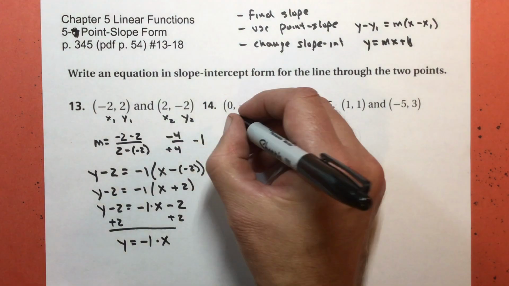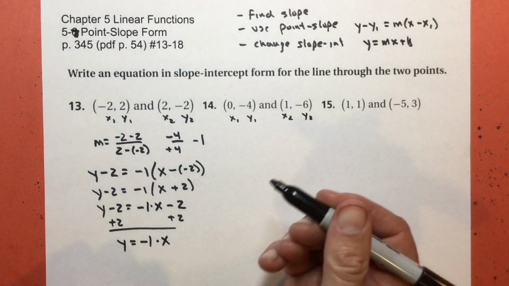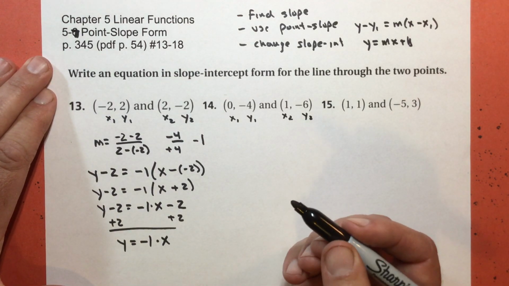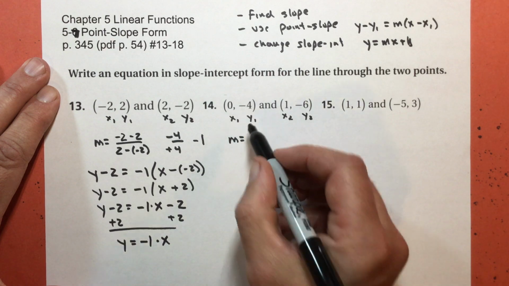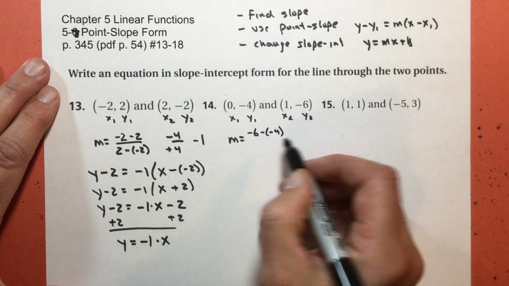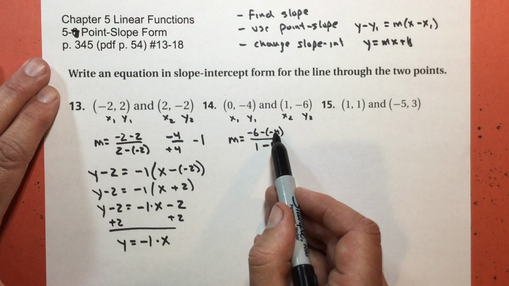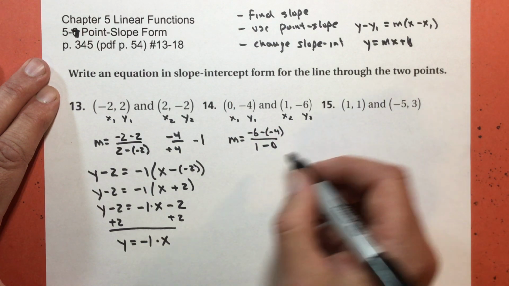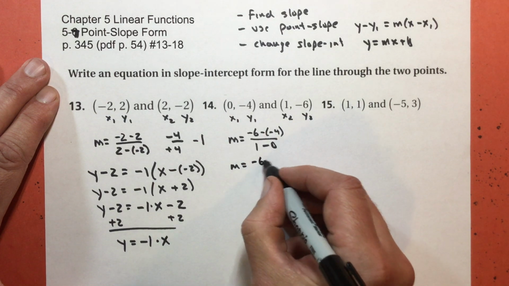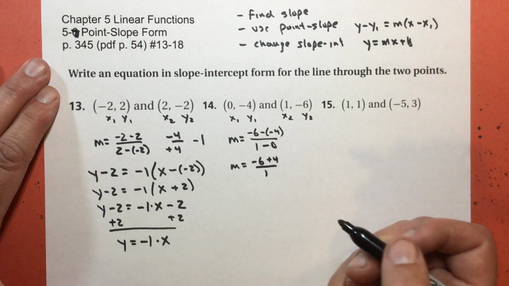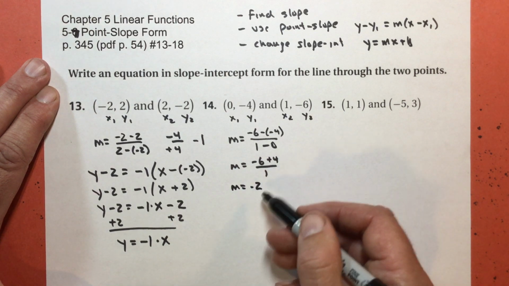Let's do problem number 14. This is my first x, this is my first y, this is my second x, this is my second y. I've been using my Sharpie so much that it's not sharp anymore. I may have to switch to a different Sharpie. My slope, -6 subtract -4 over 1 subtract 0. -6 subtract -4 becomes -6 plus 4, and I was worried about fitting all these in. And 1 minus 0 is just 1. So my slope, -6 plus 4, is going to be -2, divided by 1, which just equals -2.